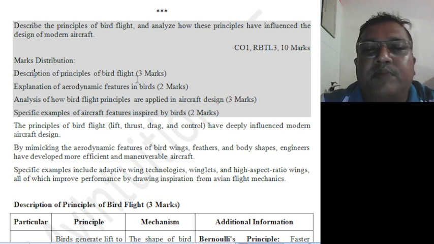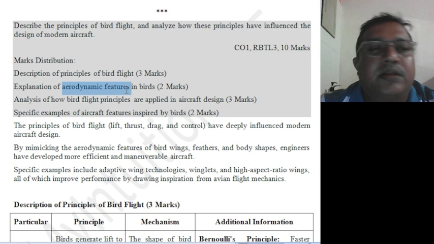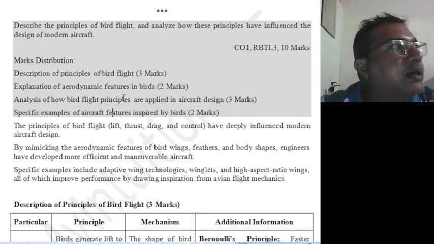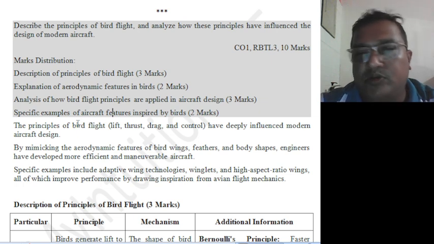A description of the principle of bird flight, 3 marks. Aerodynamic features wherein the bird flies, the wings, that carries 2 marks. Analyzing how bird flight principles are applied in aircraft design, that carries 3 marks. Then specific examples of aircraft features inspired by birds, that carries 2 marks.